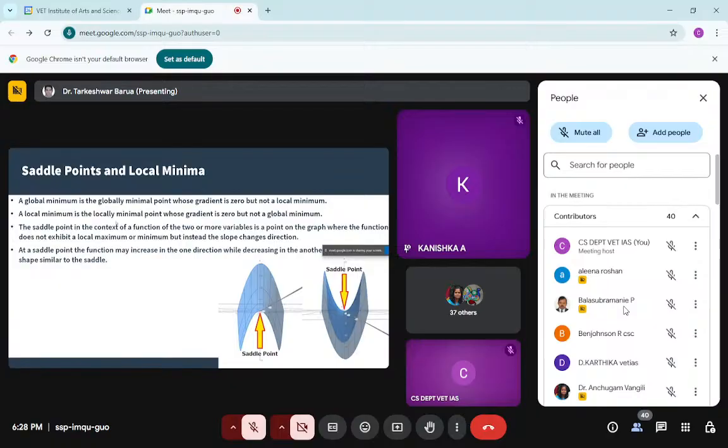So a local minimum is a point whose gradient is zero. The gradient at this point becomes zero, but it is not the global minimum. So a saddle point, in the context of a function of two or more variables, is a point on the graph where the function does not exhibit a local maximum or minimum, but instead the slope changes direction.